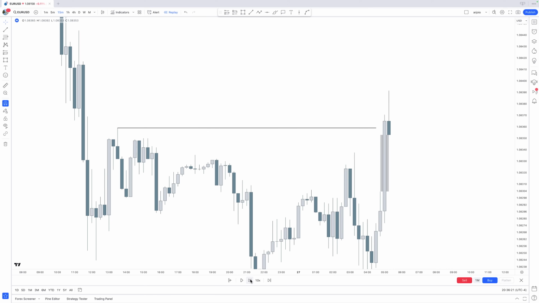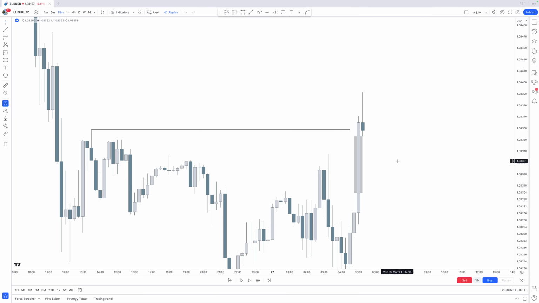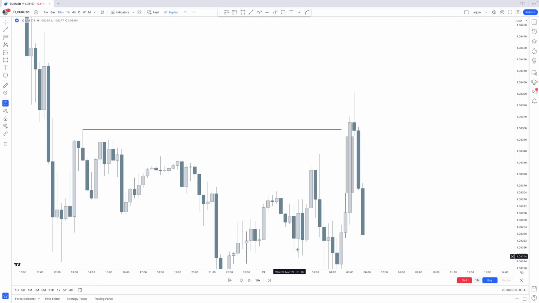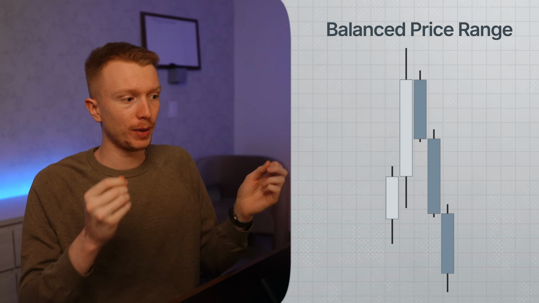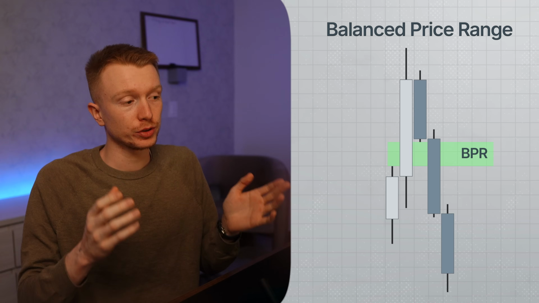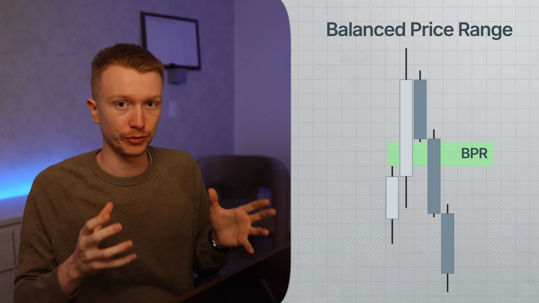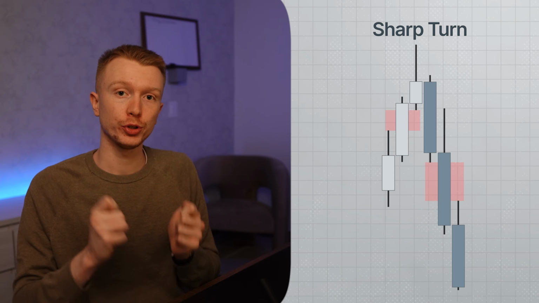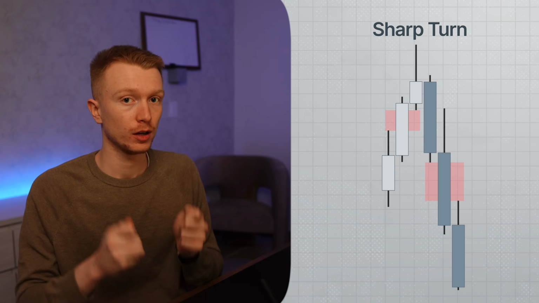Then right here, we do not have an overlapping fair value gap exactly with the high that we just took. And then right there, we see an opposing fair value gap in the making, which is in turn a sharp turn when you have a bullish fair value gap right there and a bearish fair value gap going against it. But is that not a balanced price range? No, because they don't have to be overlapping fair value gaps. A BPR is a sharp turn, correct, but a sharp turn doesn't have to be a BPR.